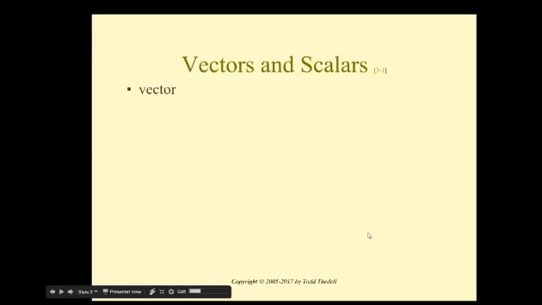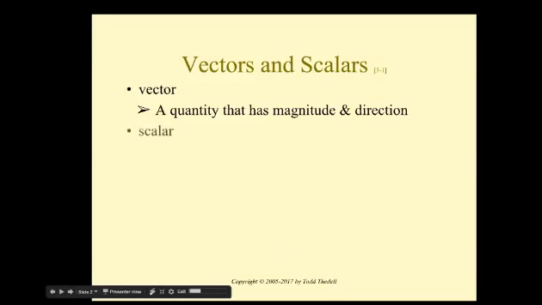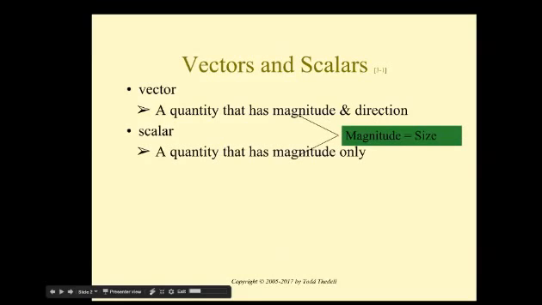Okay, so a vector is defined as a quantity that has magnitude and direction. The opposite of that would be a scalar. A scalar only has magnitude. And when I talk about magnitude, we're talking about size. We'll see that in an example.